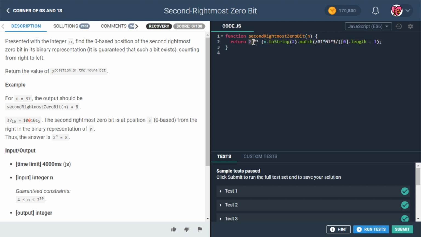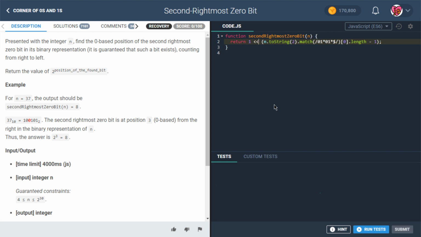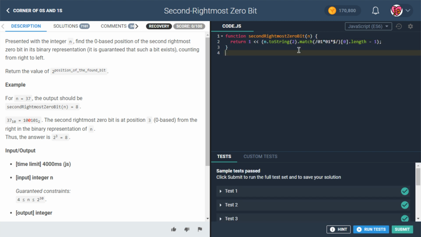If we really wanted to make it very bitwise to fit the theme of this module, we could do something like this: 1 shifted left this many times, because that's essentially what it is. If we shift it left 0 times, that's just 1. Shift it left 1 time, that's going to be 2. Shift it left 2 times, it's going to be 4, etc. This is basically another way of doing 2 to the power of whatever this thing is. And since this is the bitwise section, maybe we'll keep it that way.